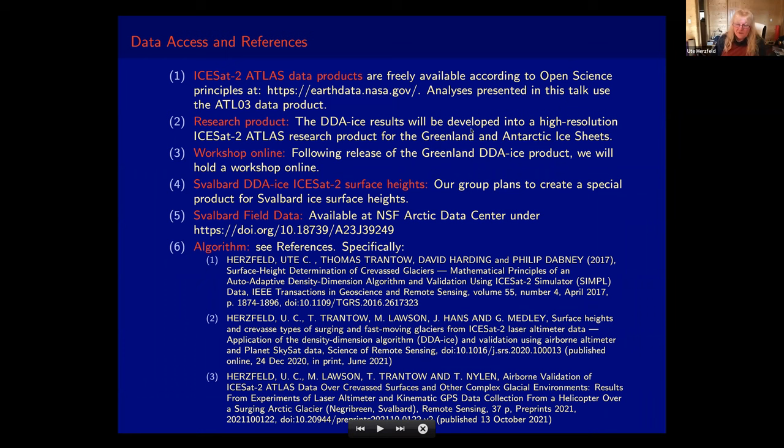Then we'll hold online products for those of you who want to learn how to use the high resolution data. And the surface, we promised the Svalbard folks to make a special Svalbard product. The field data are available online if you wish to share those, and you can read it up on the algorithms here. I think that's it.